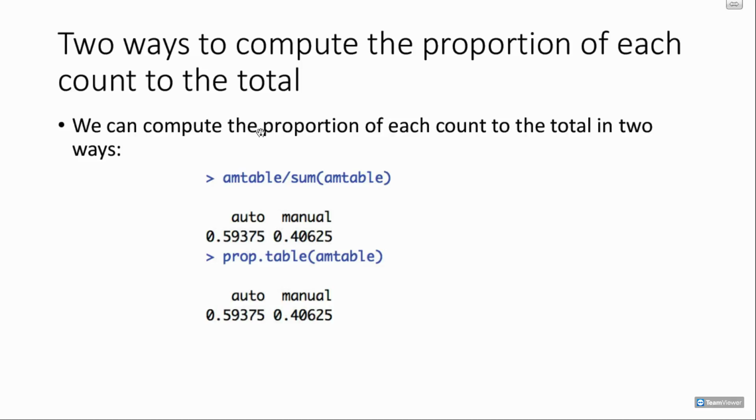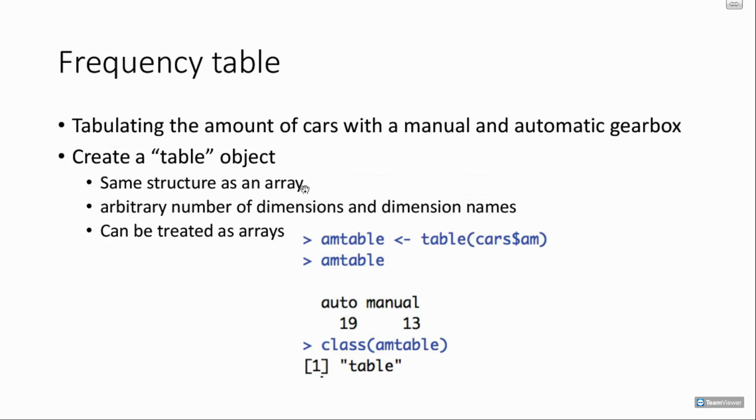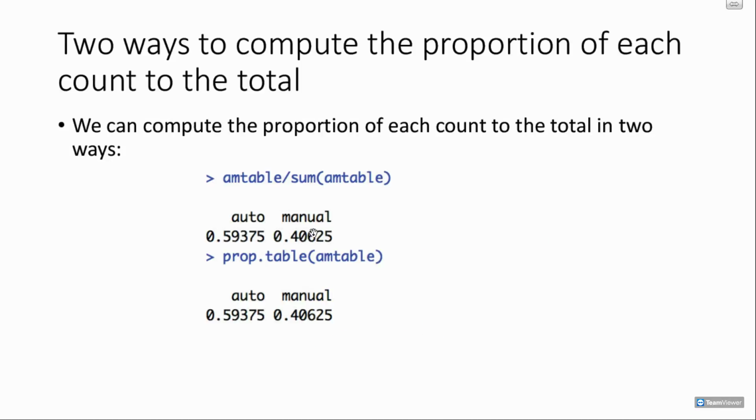If you want to calculate the proportion of these cars, you can take that table variable and divide it by the sum of the values. In this result, you're dividing 19 by 32, which is the total number of cars, and dividing manual cars 13 by 32, and so you will get a proportion of these values. Or you could use a function called prop.table and pass it the table. It's going to automatically calculate the proportions for you.